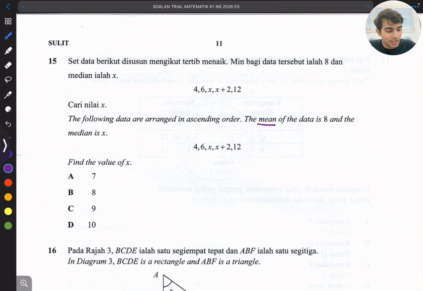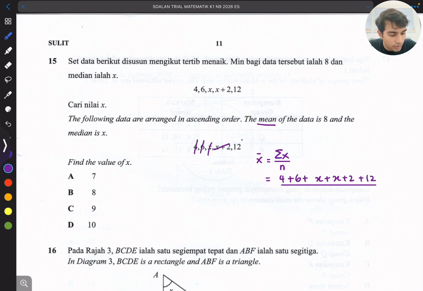Using the mean, we can already find x, because mean is the sum of x divided by the number of numbers. So the sum of x means 4 plus 6 plus x plus 2 plus 12. In total we have 1, 2, 3, 4, 5 numbers. The mean is 8. So from here you can find x already. It'll become 8 times 5 minus all this.